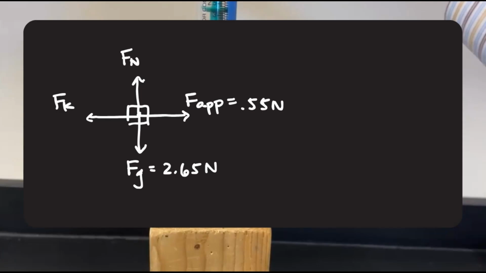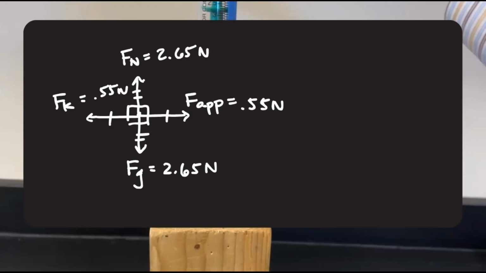Here is the force diagram for the block being pulled to the right. And if we pull it to the right at constant velocity, then we know that the forces are balanced. And so the applied force to the right is 0.55 newtons. That's going to equal the kinetic friction force, which is also going to be 0.55 newtons. The weight of the block was 2.65 newtons. And since it's not accelerating vertically, these two forces have to be balanced. So we know that the normal force is also 2.65 newtons.